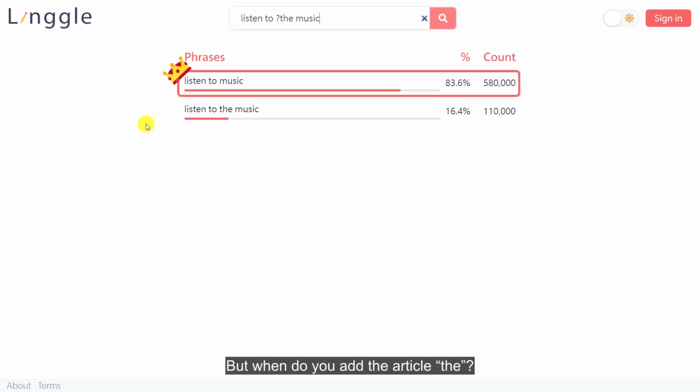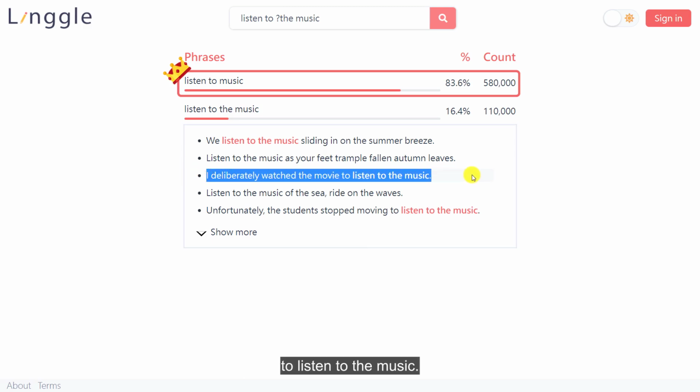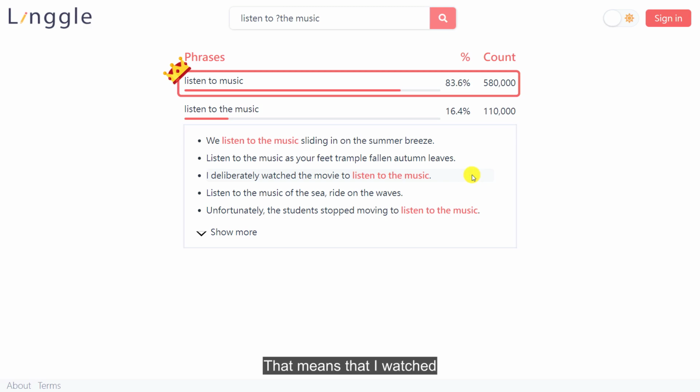But when do you add the article the? Look at the example sentences and you'll see that you don't use the music unless you're referring to a specific piece of music. For example, I deliberately watched the movie to listen to the music. That means that I watched this movie specifically to listen to the music in the movie. We add the article the if we want to emphasize the music written or performed by the particular musician too.